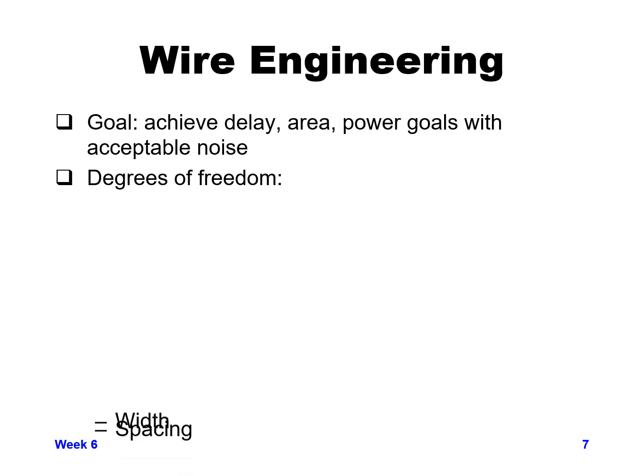So the degrees of freedom that you have are the width and spacing of your wires. Two things to keep in mind: from one standpoint, the wider wire that you have, the lower resistance you have. And the more spacing you have between your wires, the lower capacitance you have.